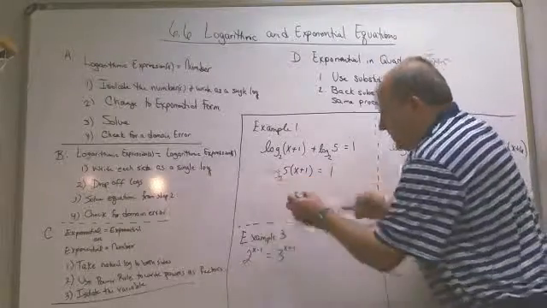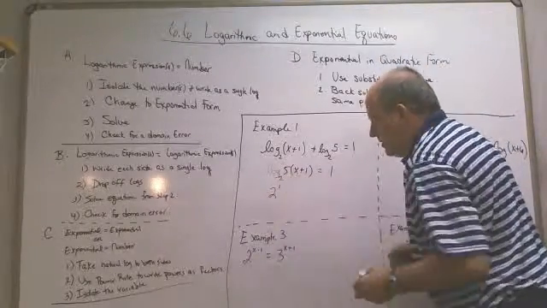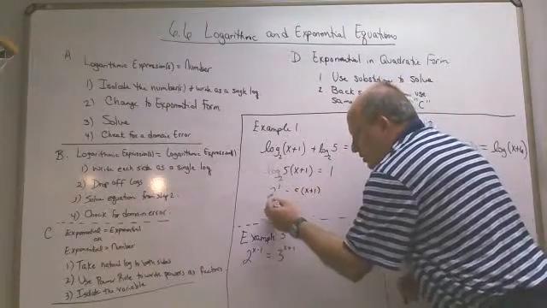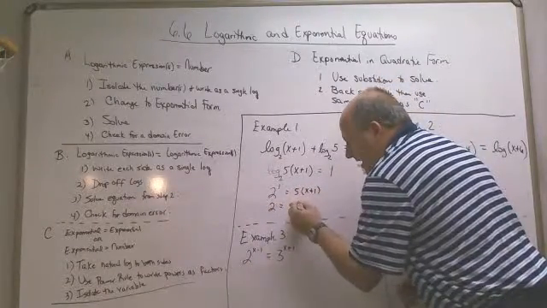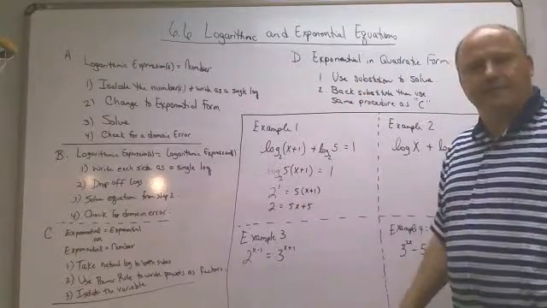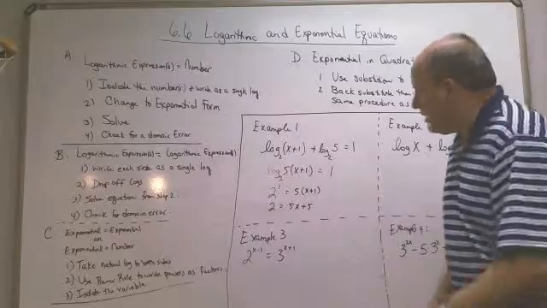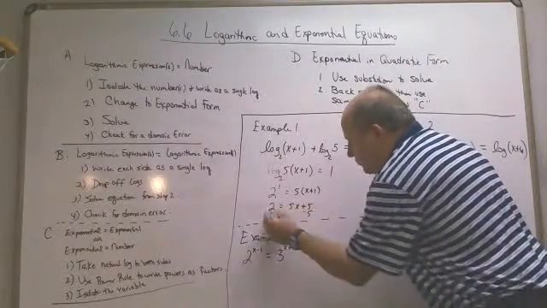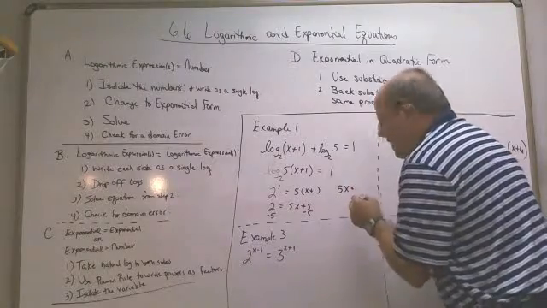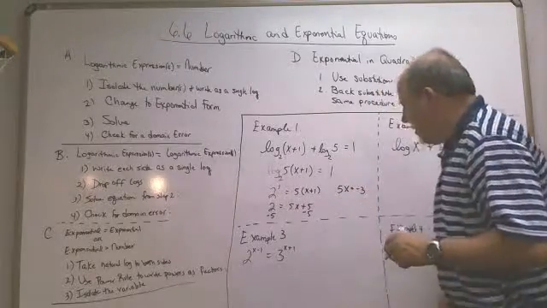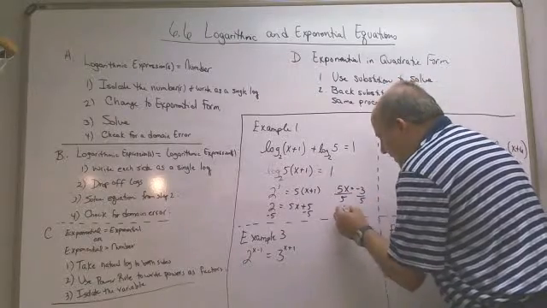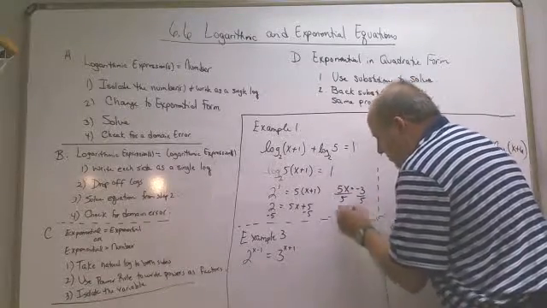So it's 2 to the first equals 5 times x plus 1. So 2 equals 5x plus 5. Distribute the 5. 2 to the first is 2. Now subtract 5. So it'll be 5x equals 2 minus 5, which is negative 3. And then negative 3 divided by 5, so x is negative 3/5.